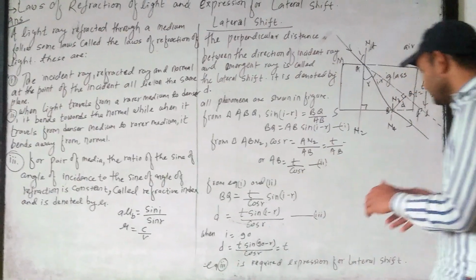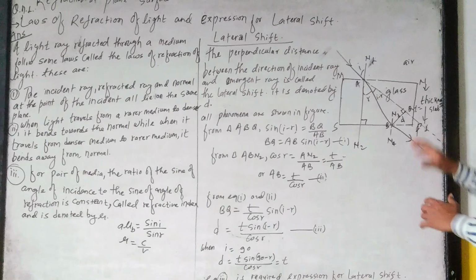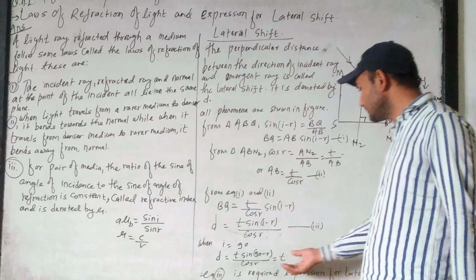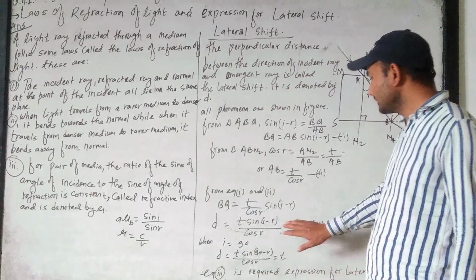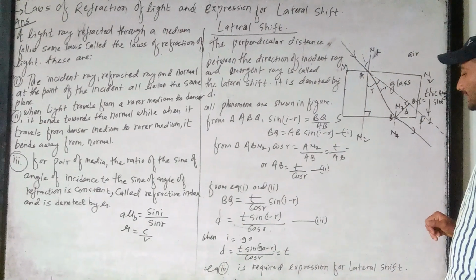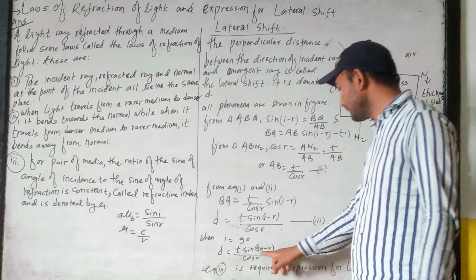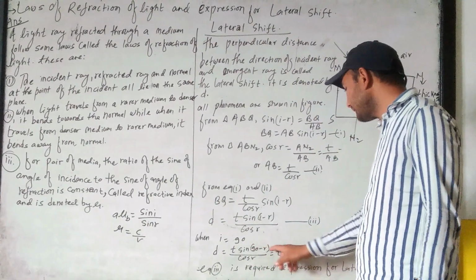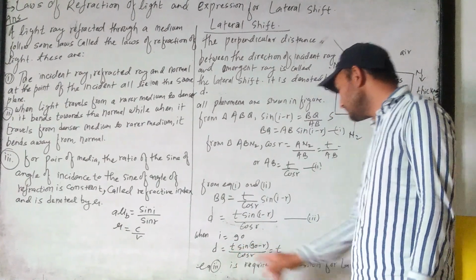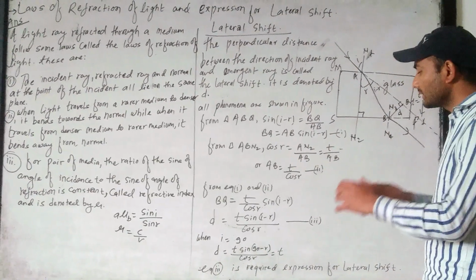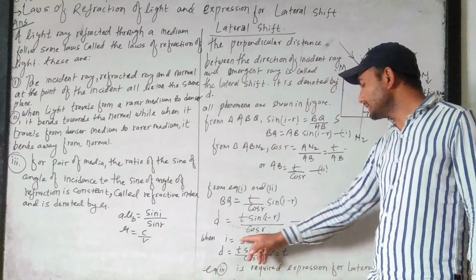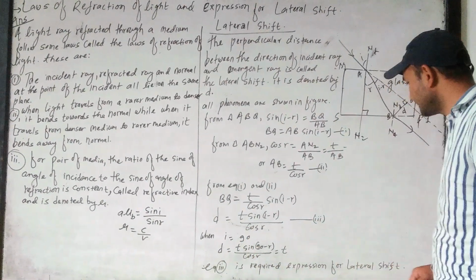When you want to find how much lateral shift there is in any medium, you can use this formula. This one is the expression for it. When the angle of incidence becomes 90 degrees, at that time we place 90 degrees in the place of i: sin(90 minus r) is cos r, cos r cancels, so d equals t. That means the thickness becomes equal to the lateral shift when the angle of incidence becomes 90 degrees.